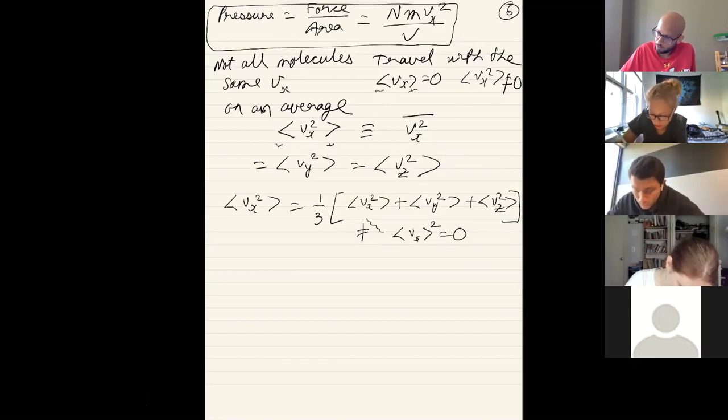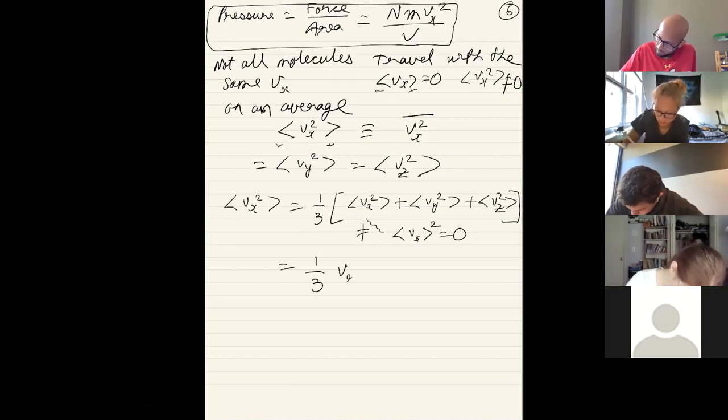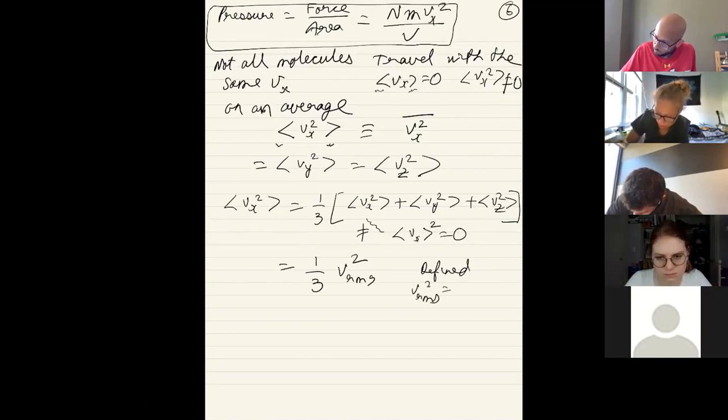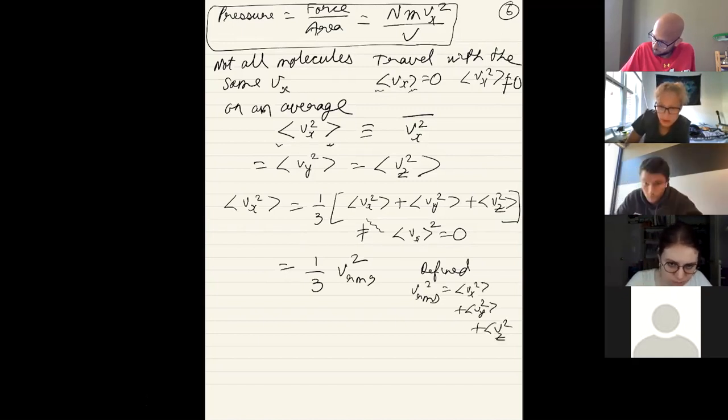That's different. So the average of Vx squared is the same as 1/3 of the sum of all three averages. And that is what we define as V_RMS squared. That answers the question that was asked on Slack. So we have defined V_RMS squared is equal to Vx squared plus Vy squared plus Vz squared, okay?